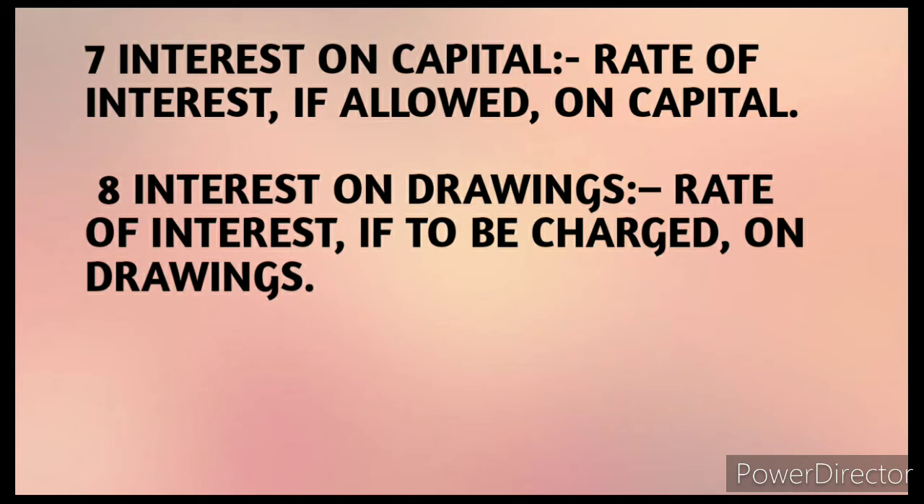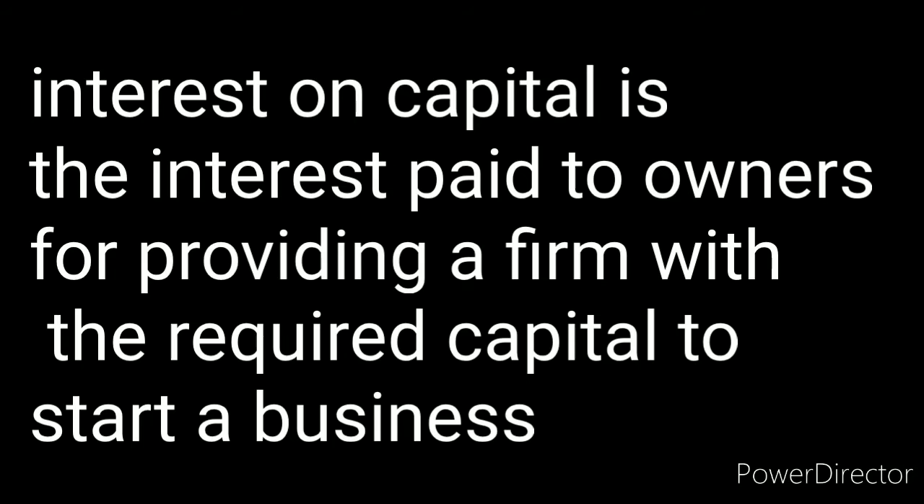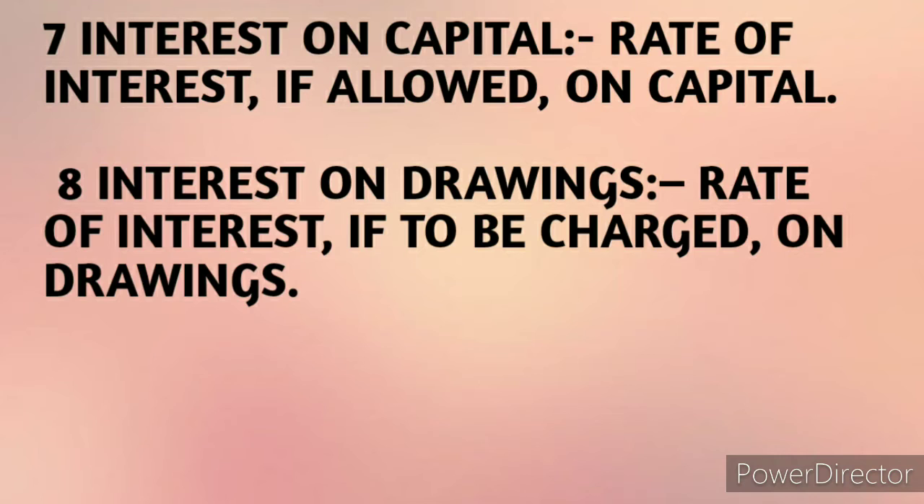Seventh is interest on capital. Rate of interest, if allowed on the capital, is also mentioned in the partnership deed. Interest on capital is the amount of interest paid to the owner for providing the firm with the required capital to start a business. If it is mentioned in the partnership deed, then it is allowed to the partner. Next is the interest on drawings.